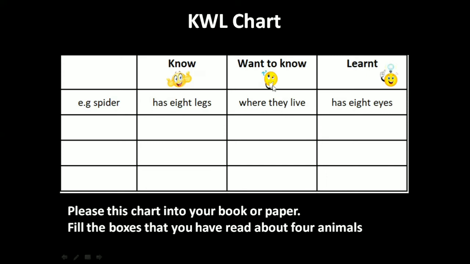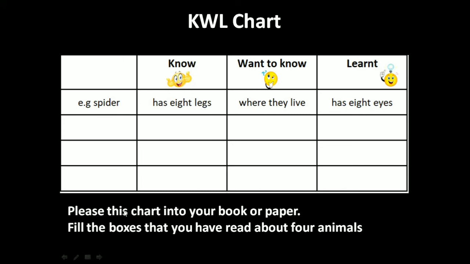Want to know, we want to know. Hope you know. And then L is for land. Land, so we already know it. We already learned it. Spider has eight eyes.